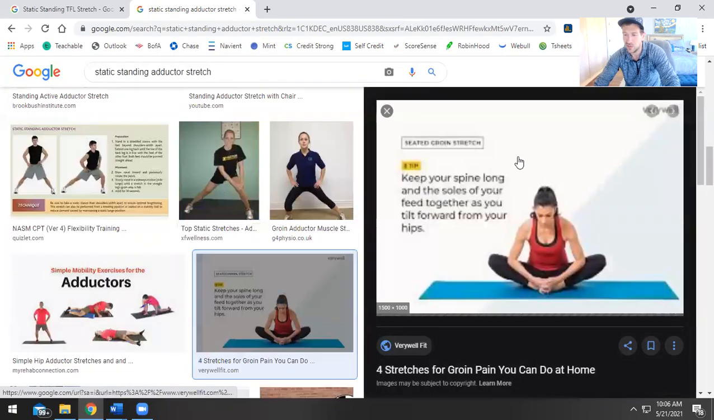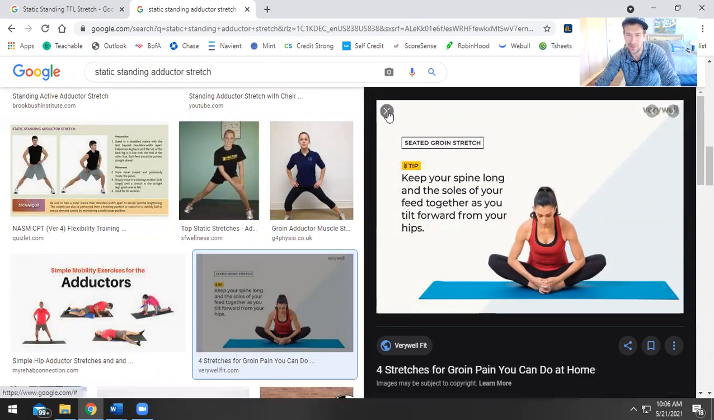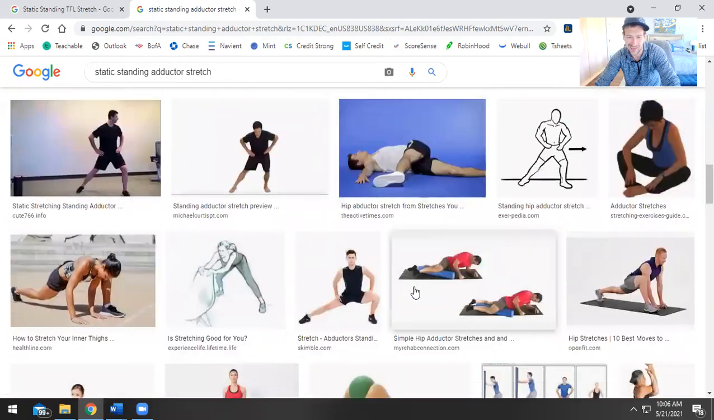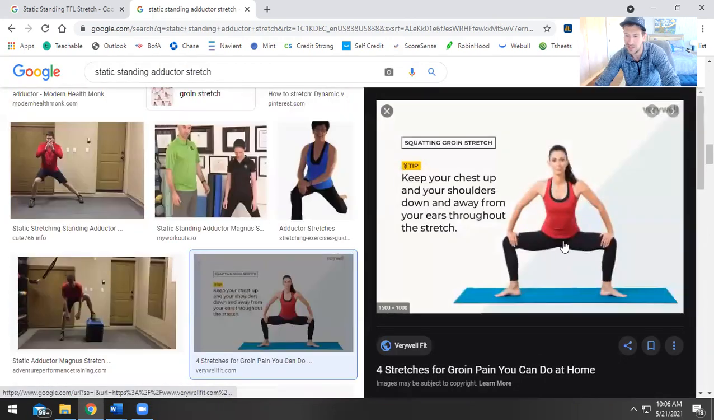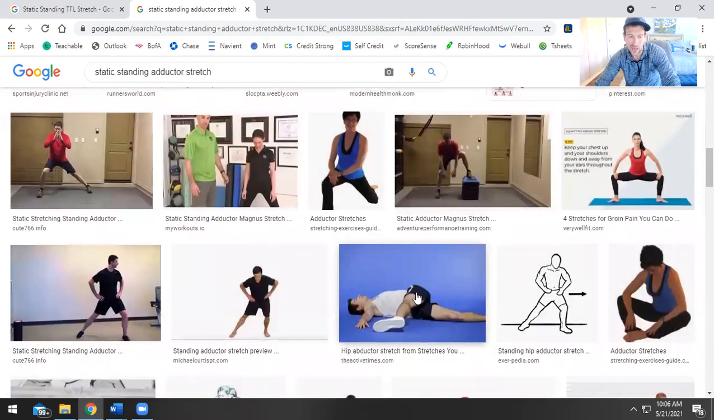Not this version, by the way. This stretch sucks. Don't do this. Everybody does this stretch. It puts way too much pressure on your spine. It is just not great. I do like this though. Horse stance. That's also a really good adductor stretch if you can handle it.